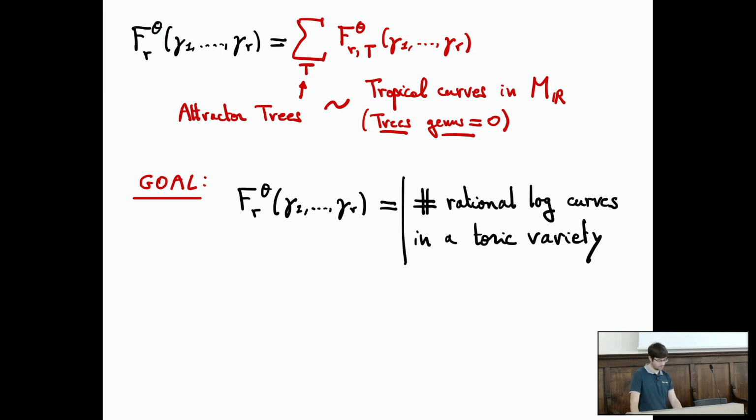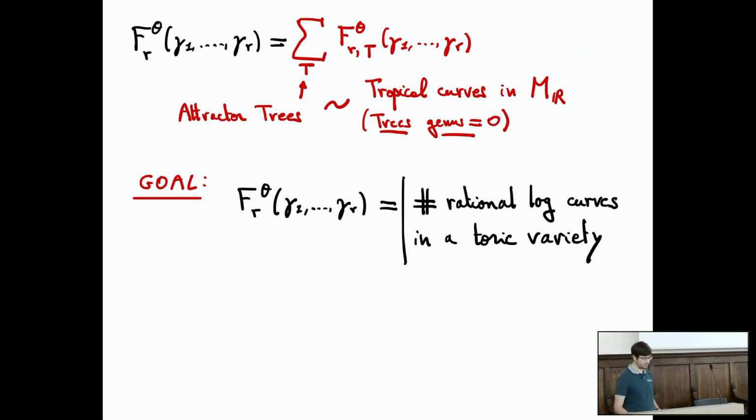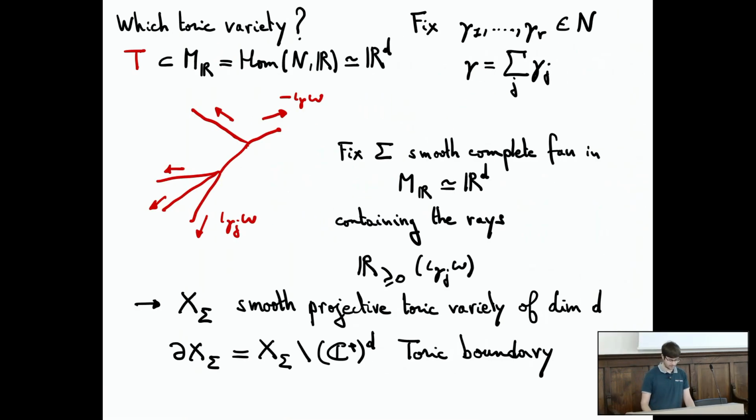And the first main statement I want to discuss today is a theorem of this type, saying that these coefficients f r theta gamma 1 to gamma r, which are these kind of universal coefficients reconstructing general DT invariants from attractor DT invariants, have some geometric interpretation as some appropriate counts of rational log curves in a toric variety. So to explain this statement, I need to explain which toric variety we are talking about. So our attractor trees are trees living in the real vector space MR.